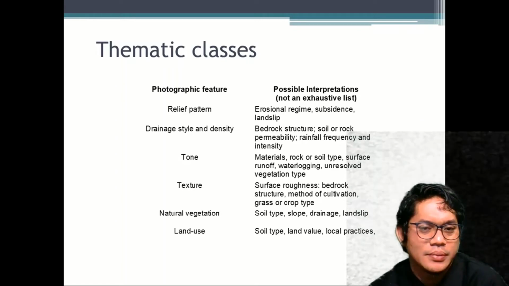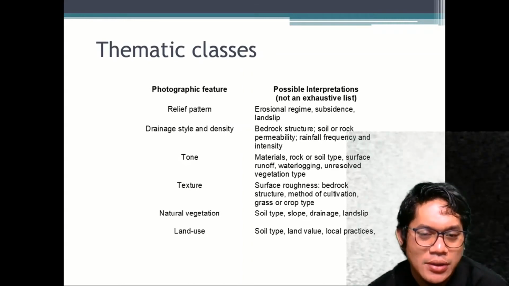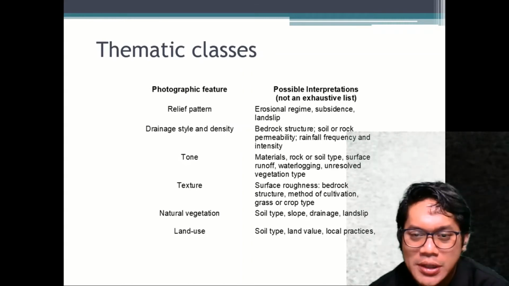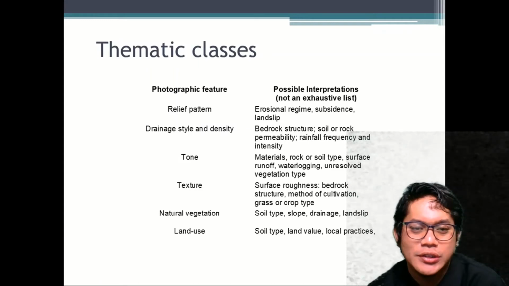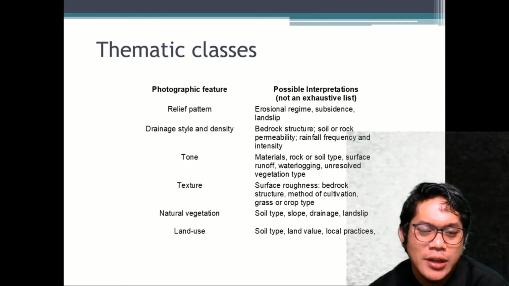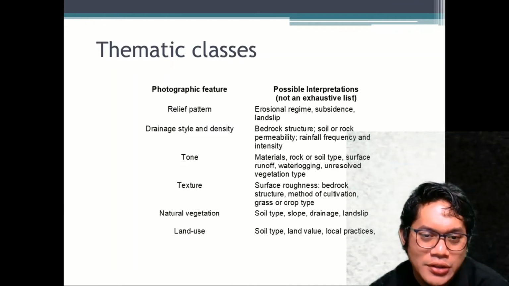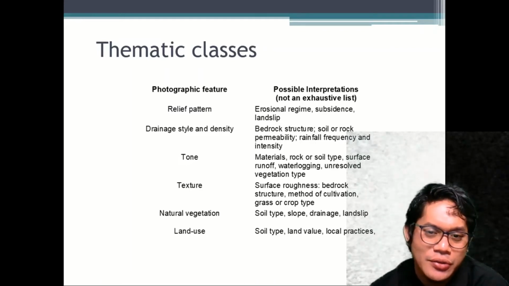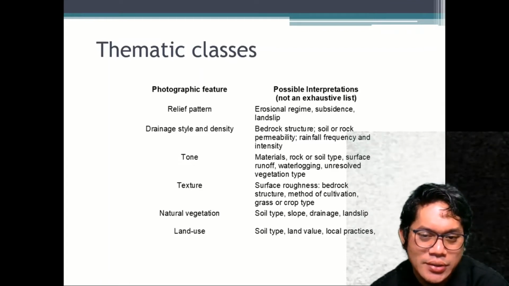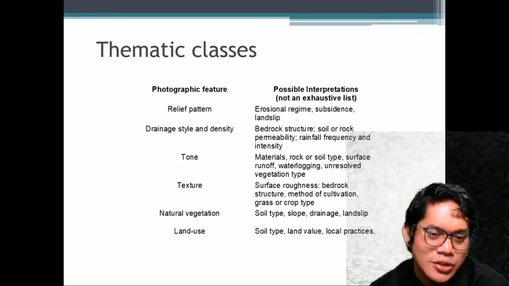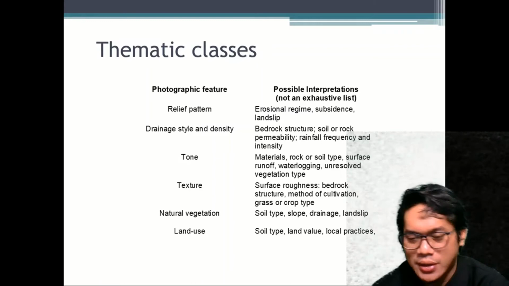For thematic classes, you can look into the photographic features. For example, a relief pattern may suggest erosion, subsidence or landslide. If the features show the drainage style or density, you can interpret it as maybe bedrock structures, soil or rock permeability, or rainfall frequencies. Tones and textures give you some idea of the materials, surface runoff, vegetation, surface roughness, crop types and natural vegetation. They might also give you some idea of the soil types, slopes, and land use as well.